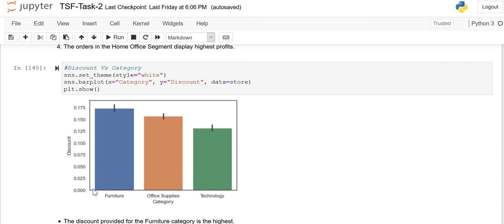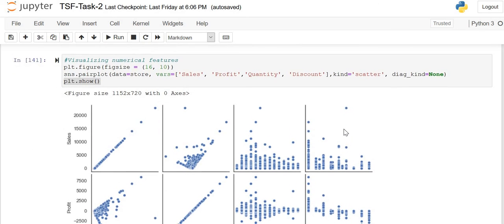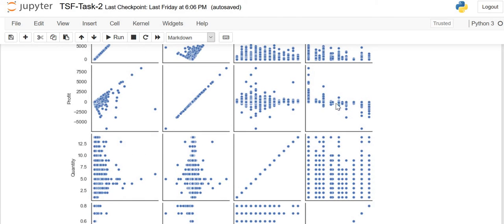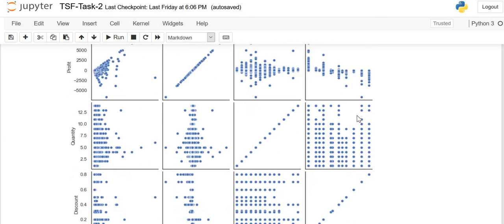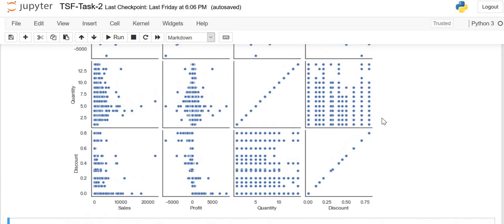Here we see that the furniture category has been giving the highest discounts from the store, followed by office supplies and technology. So in this pair plot, we observe that even though the discount increases, we do not see increase in profits. This may be because the consumers do not trust the product with respect to the quality when the discount is high.